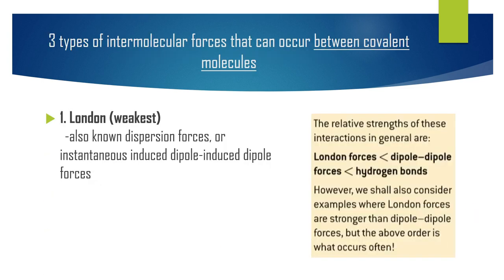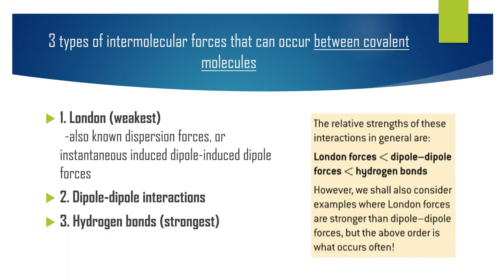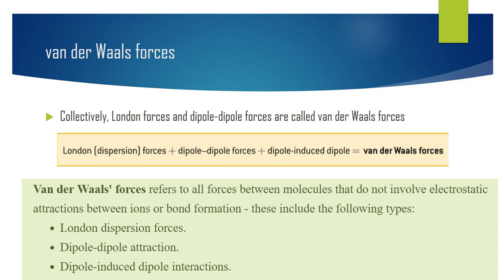The first that we need to look at is London forces, which are the weakest of our forces, then dipole-dipole interactions, and hydrogen bonds. The London forces are our weakest. These are referred to as dispersion forces, so you can hear them being referred to as these in different examples. We're going from weakest to strongest, and these are our three different types.